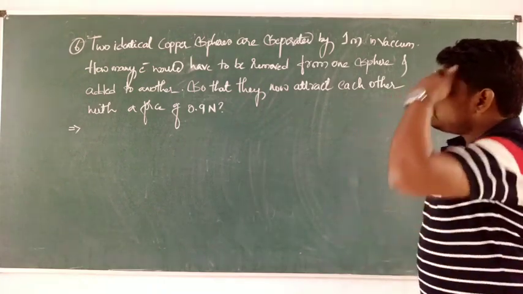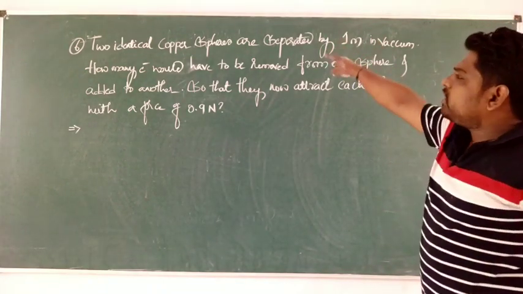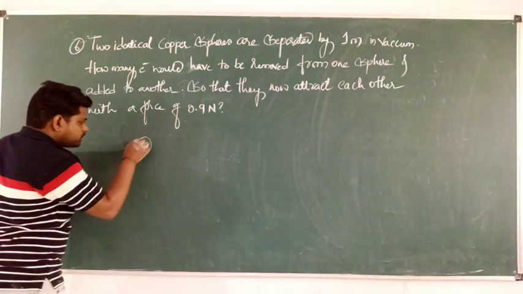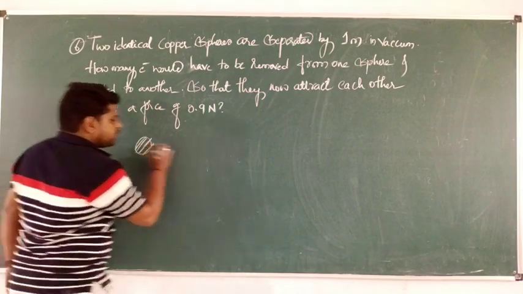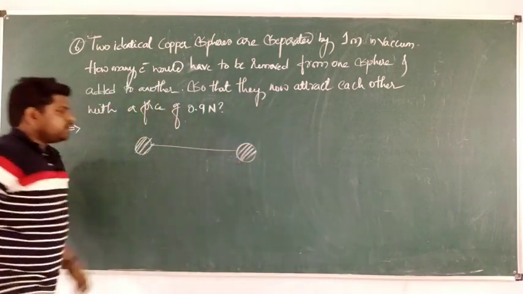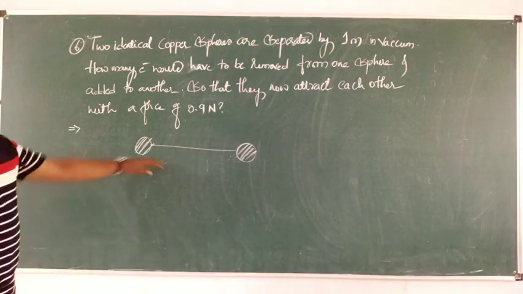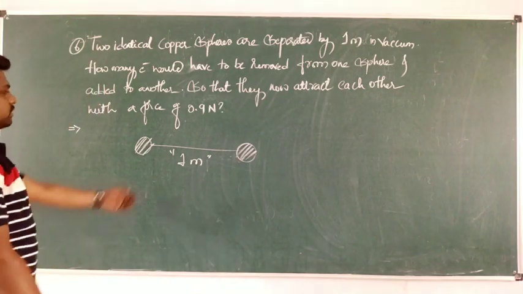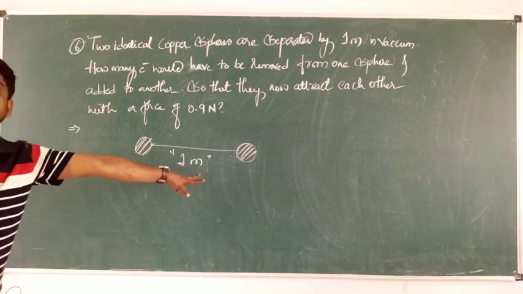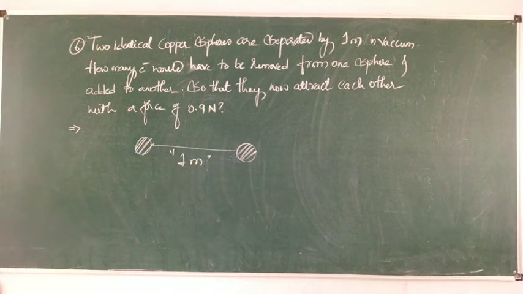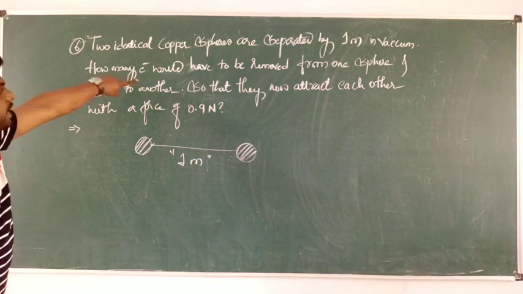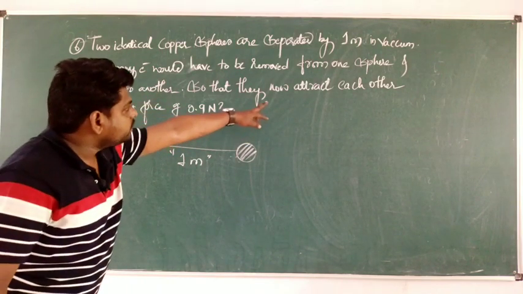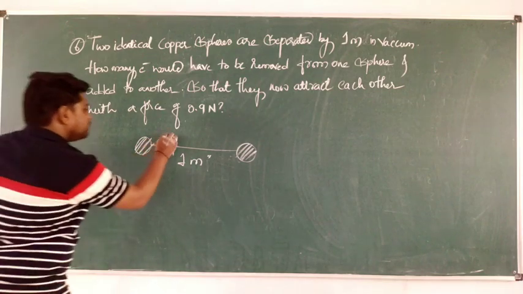See here, what is the question? Two identical copper spheres are separated by 1 meter. This is the first copper sphere and there is one more copper sphere, identical in nature. They are separated by 1 meter of distance. These two spheres are in vacuum. Fine. Now, how many electrons have to be removed from one sphere and added to another sphere so that they can attract each other with the force of 0.9 newton.